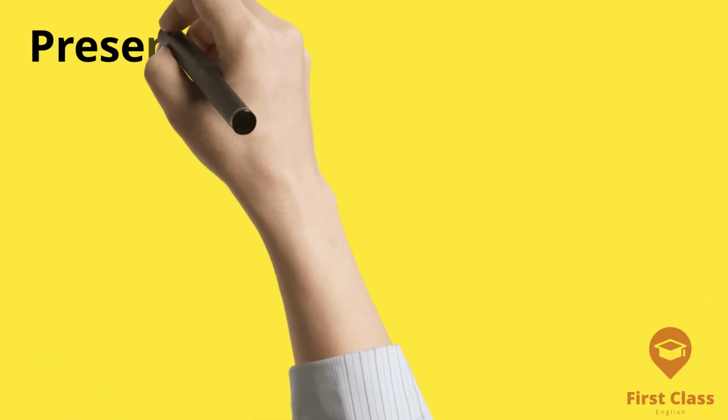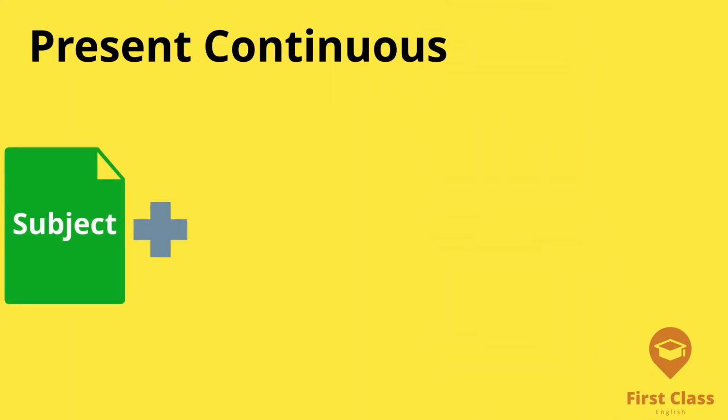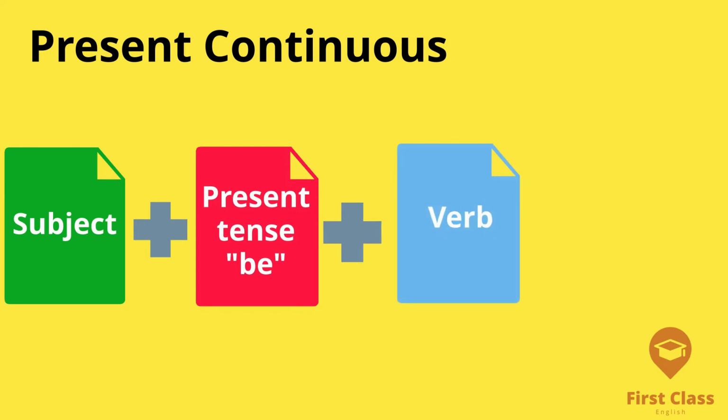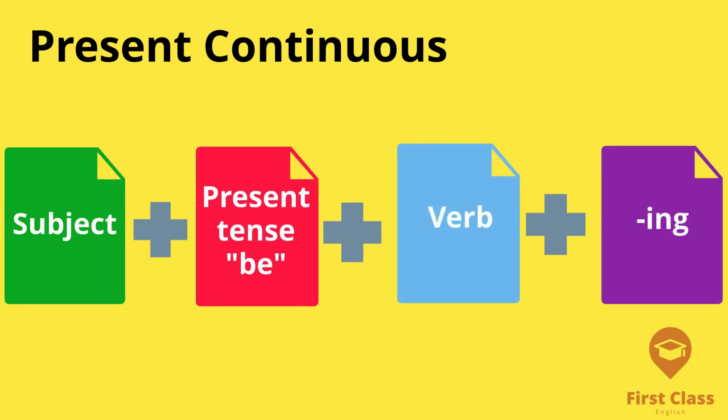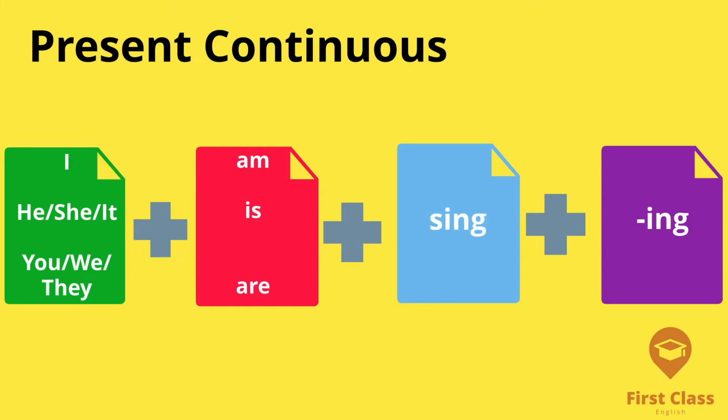To write the present continuous, we simply need the subject plus the present tense of the verb to be, the main verb plus ing. Please note, the present tense of the verb to be changes depending on its subject. For example, I am singing. He is singing. They are singing.